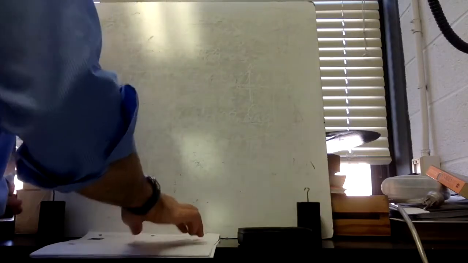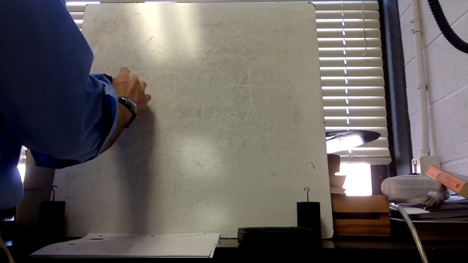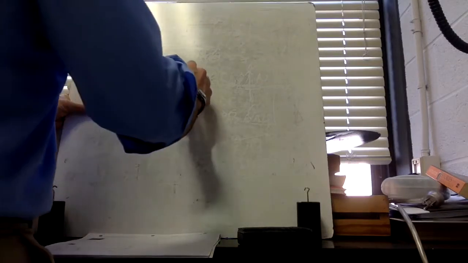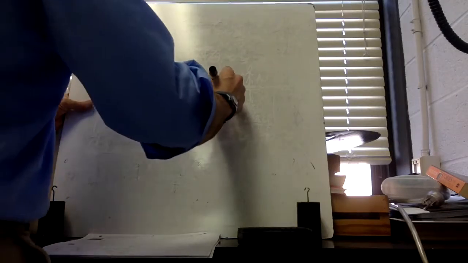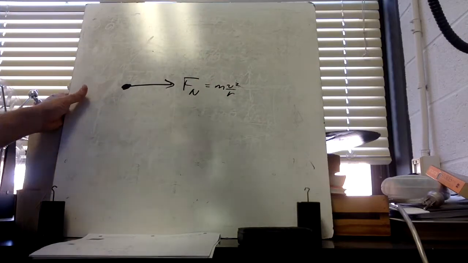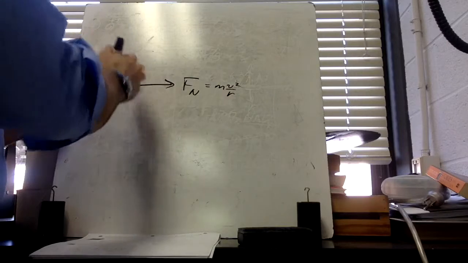This is now someone stuck to the wall. If they're stuck to the wall, the question is, what's the force that's pulling them in towards the center? That would be the normal force, Fn. And that, of course, would be equal to mv squared over r. So we could ask, what's the speed it has to go in order for someone to stay on the wall?